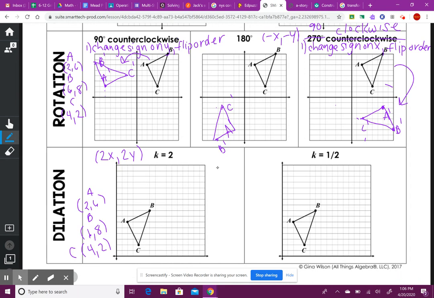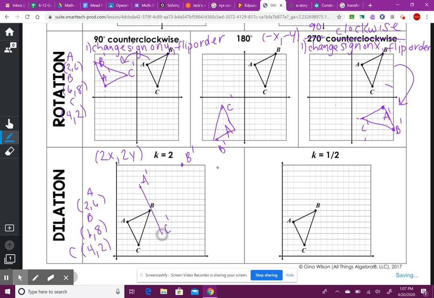So here I have (2, 6), which means my new A should now be (4, 12). So 4, and 1, 2, 3, 4, 5, 6, 7, 8, 9, 10, 11, 12. Here would be my new A. B would now be (12, 16). 1, 2, 3, 4, 5, 6, 7, 8, 9, 10, 11, 12, and 16, all the way up here. And C should now be (8, 4). So here's my new C.